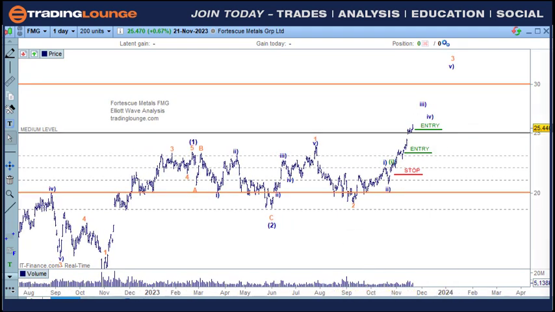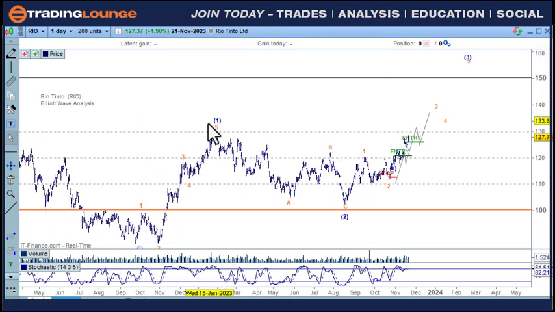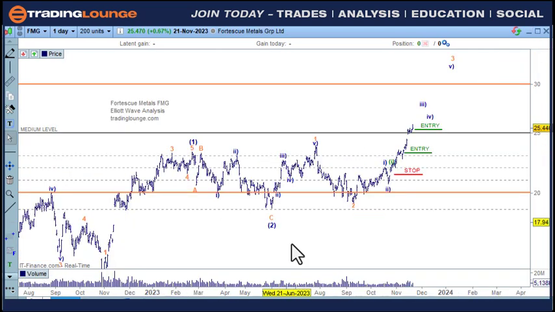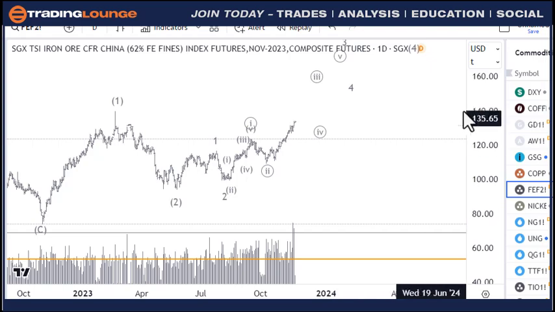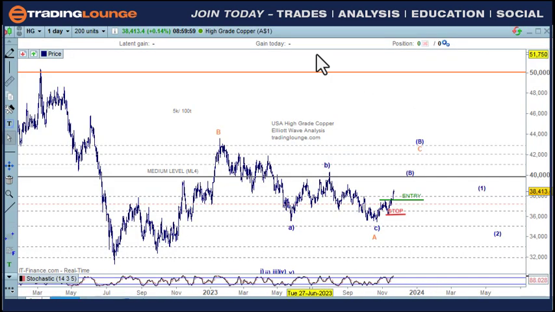So Rio's a bit sluggish, but hasn't taken out the top here like Fortescue, and Vale will be the same, and all those sort of stocks. So basically, base metals, that's good, and uranium is the other one here. I'll just go to copper first.